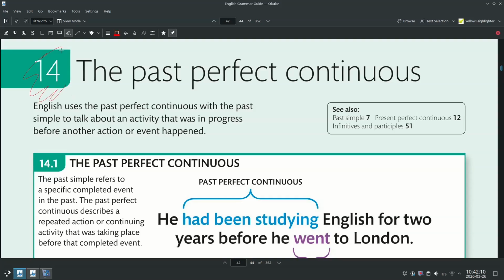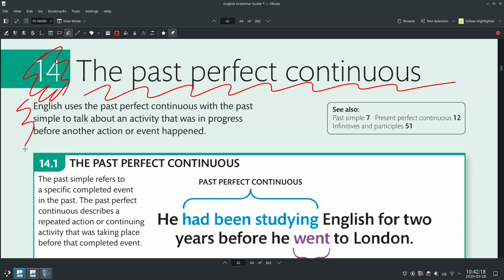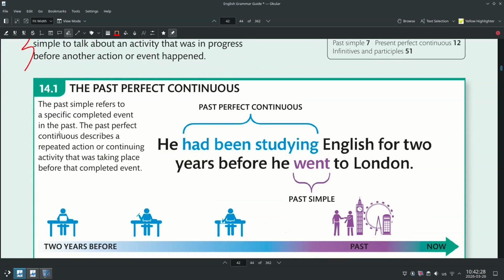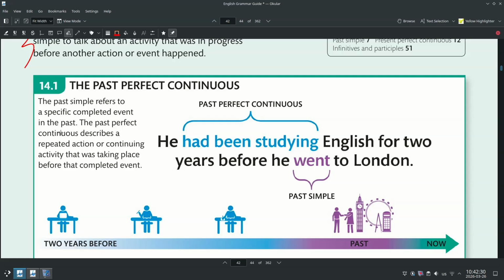Lesson 14. The past perfect continuous. English uses the past perfect continuous with the past simple to talk about an activity that was in progress before another action or event happened. The past simple refers to a specific completed event in the past. The past perfect continuous describes a repeated action or continuing activity that was taking place before that completed event.